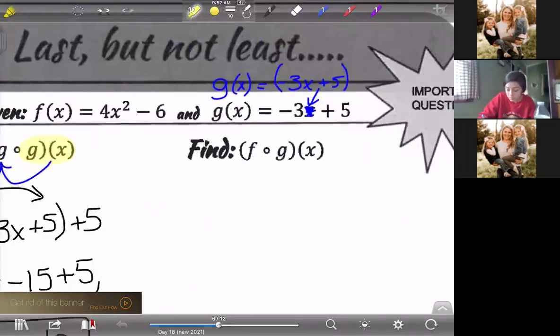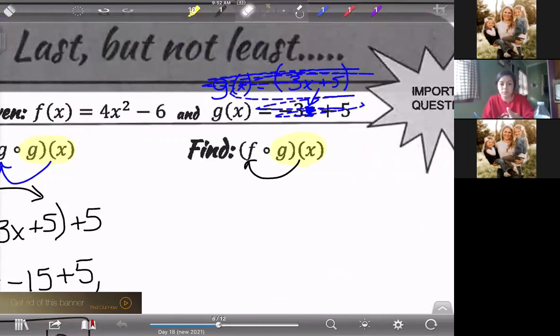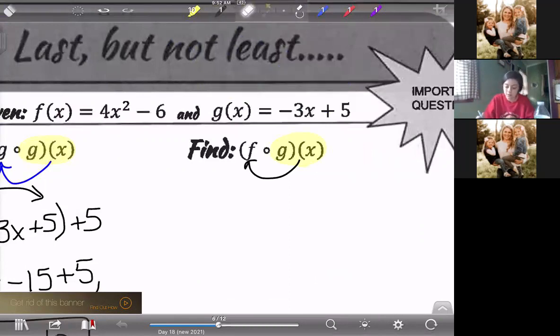All right, last one. I want you to see if you can take g of x and plug it into f of x. So put parentheses around g of x and then replace the x in f of x with that entire set of parentheses. So do step 1.